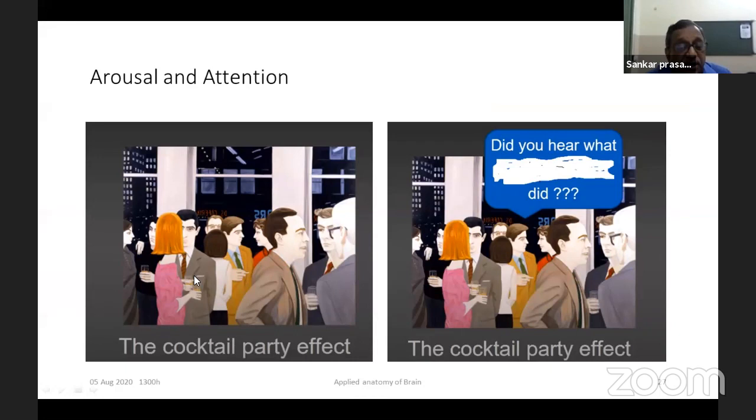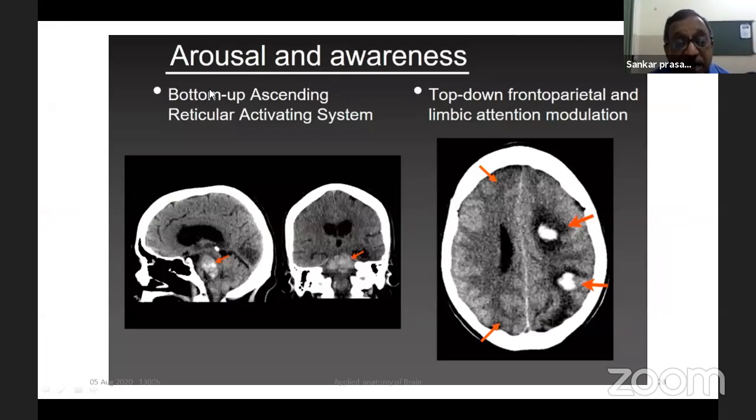Whenever you are at a party, a lot of voices are heard. But suppose somebody says, "Did you hear what SP did?" Then suddenly you come into attention. This type of behavior is mediated in the brain through the attention circuits. So arousal and awareness can be affected whenever the bottom-up reticular activating system is disturbed, or the top-down frontoparietal and limbic attention network modulation is affected by various lesions, which are seen here.